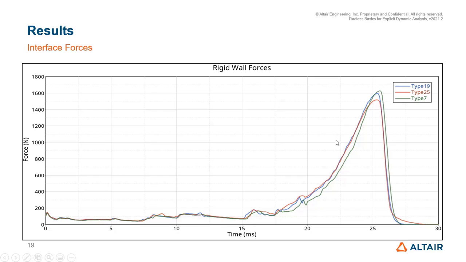So these are the rigid wall forces from your crush tube. This is force versus time, and you can see here green is type 7, which is showing the maximum force because it is non-linear stiffness contact and the stiffness varies because of the rate of change of penetration. Below that is type 19, that is the blue curve. It almost matches with type 7, and type 25 contact shows a little lower force as compared to type 19 and 7 because it is linear stiffness contact and the stiffness is the initial stiffness.